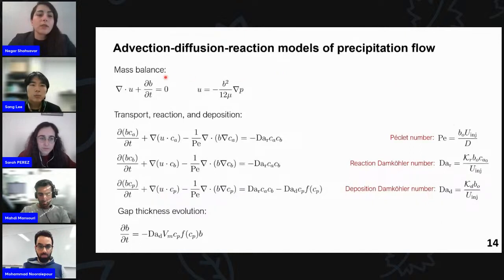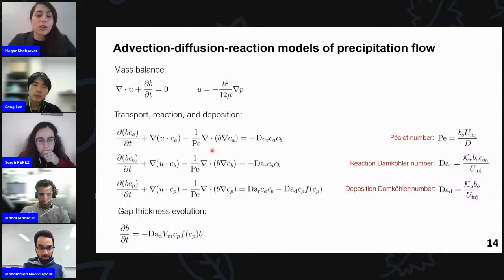In our model, we start with the mass balance, and our mass balance takes account of the evolution in b, and we have the transport equations that take account of the consumption in the reactant concentration due to reaction. And it also accounts for the precipitation, the formation of precipitates, and their deposition.